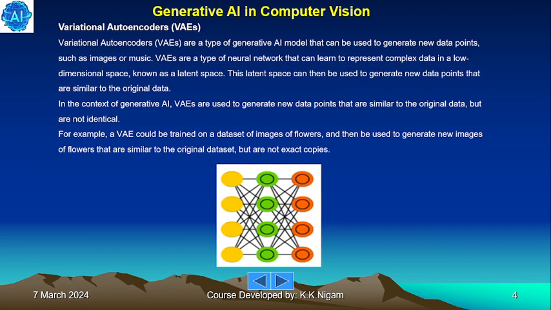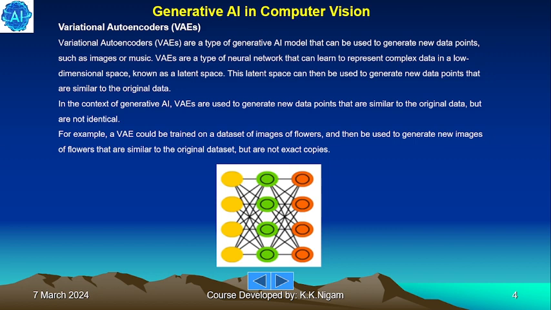Variational autoencoders, VAEs. VAEs are a type of generative AI model that can be used to generate new data points, such as images or music. VAEs are a type of neural network that can learn to represent complex data in a low-dimensional space, known as a latent space. This latent space can then be used to generate new data points that are similar to the original data.